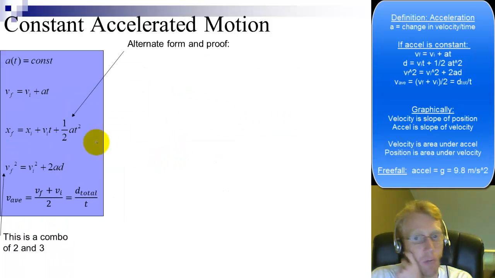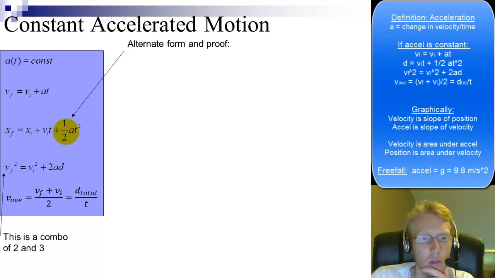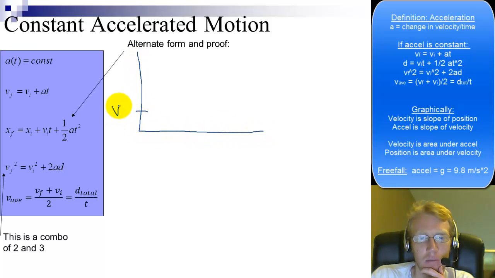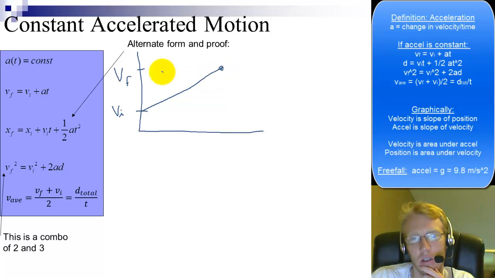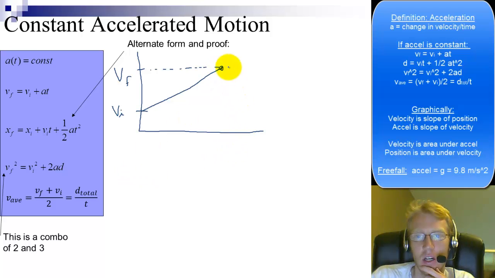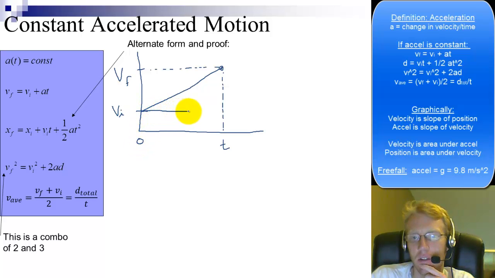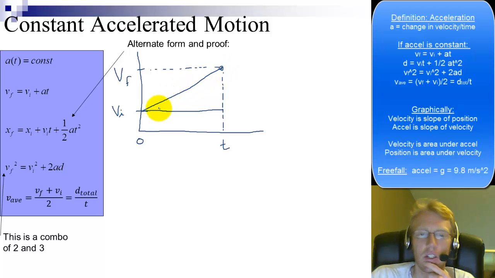Okay, first I want to prove this formula to you using geometry. If we have a graph and we start at some initial velocity and end at some final velocity, and we accelerate uniformly from the initial velocity to the final velocity, and that takes us some duration of time t, and we started at 0, we can break this shape into a rectangle. We already said that the area under the curve will give us the distance, right?